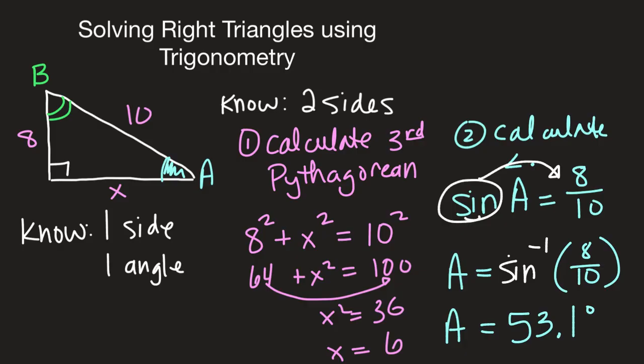For my class, we don't have to do any more than 1 decimal place for an angle. That's plenty accurate for our angles. Okay, now that we know angle A, how do we find angle B?